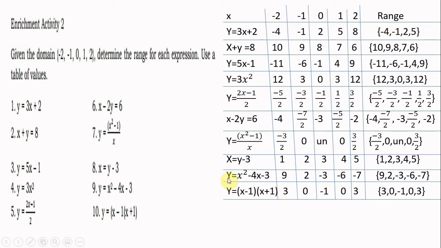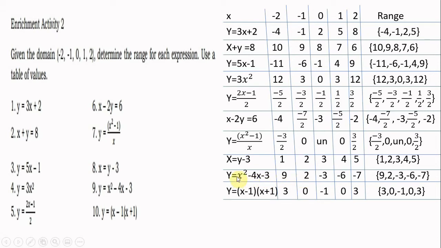Okay, number 9. y equals x squared minus 4x minus 3. When our x is negative 2, that's 4 minus negative 4 times negative 2, that's 8. 4 plus 8, that's 12. 12 minus 3 is 9. When your x is negative 1, negative 1 squared is 1, minus negative 4 times negative 1, that's 4. 1 plus 4 is 5, minus 3 is 2.